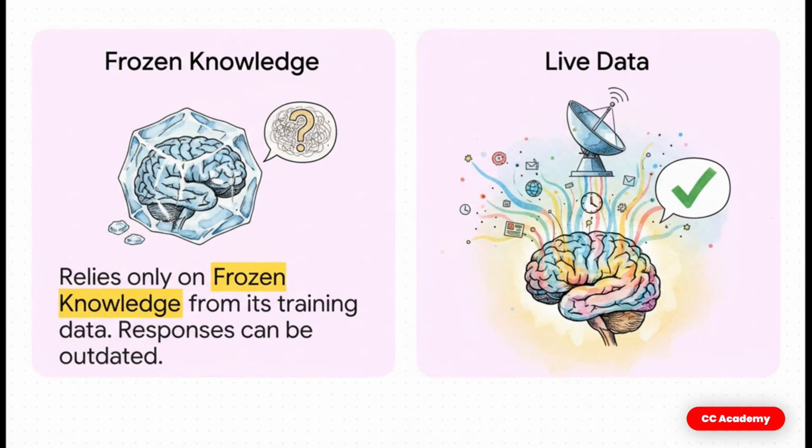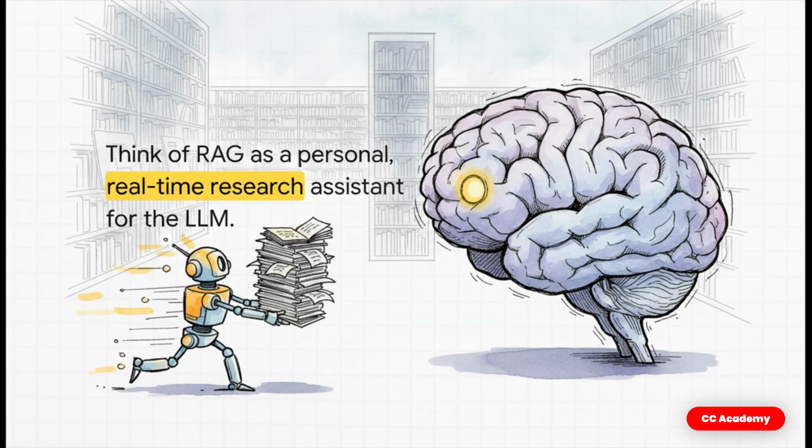And this comparison just lays it all out perfectly. On one side, you've got your standard LLM, stuck with its frozen, outdated knowledge. But then you bring in RAG, and suddenly it has access to live data. That one simple change completely transforms its answers from being potentially stale guesses to being rich, accurate, and grounded in what's true today.